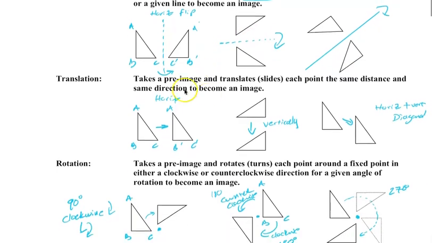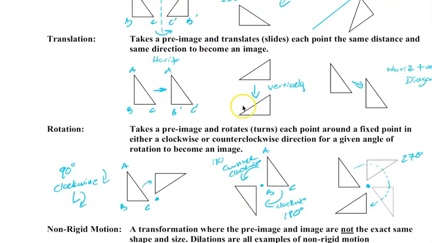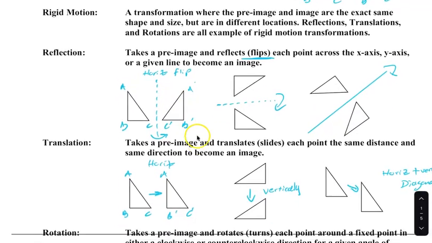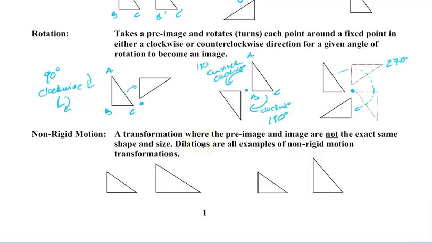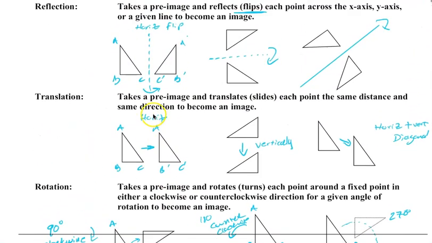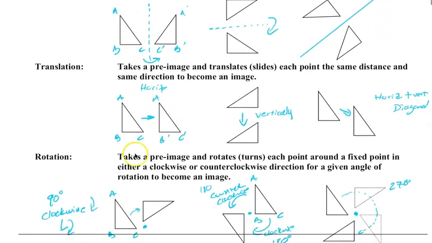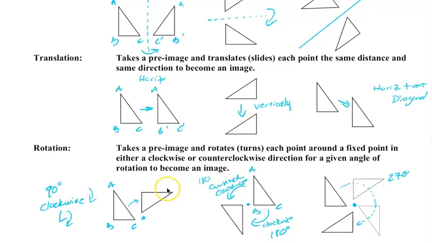We could do a reflection, a translation, or a rotation. All of these are considered rigid motions because they don't change the size or the shape of the figure. A non-rigid motion is something that changes the size or the shape. Dilation is a good example, because dilation changes the size. You go from ABC to something that's twice as big, A prime, B prime, C prime. So what we're going to focus on in this topic is rigid motions, things that don't change the size or shape. We're going to reflect it, translate it, or rotate it. It keeps the shape the way it is.